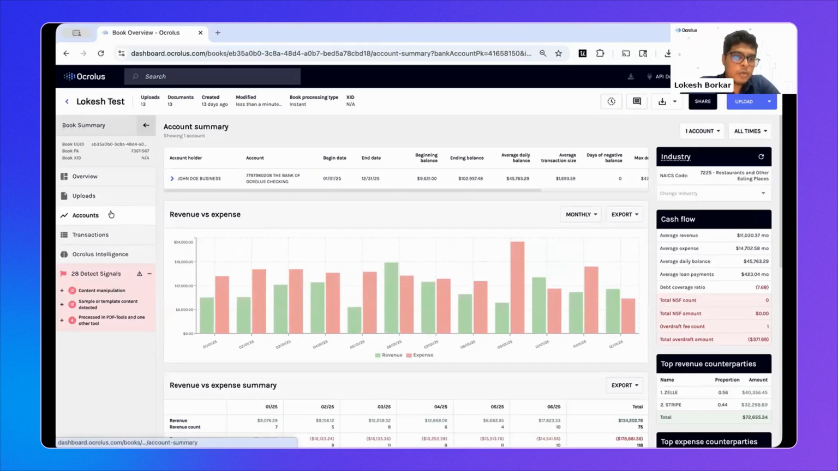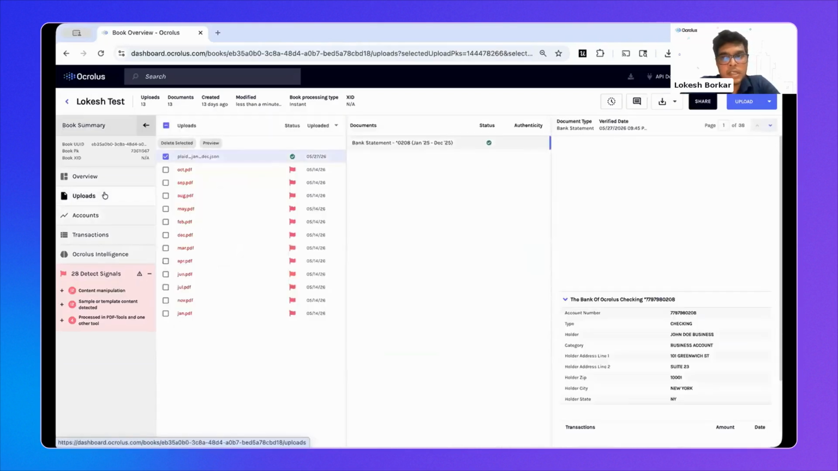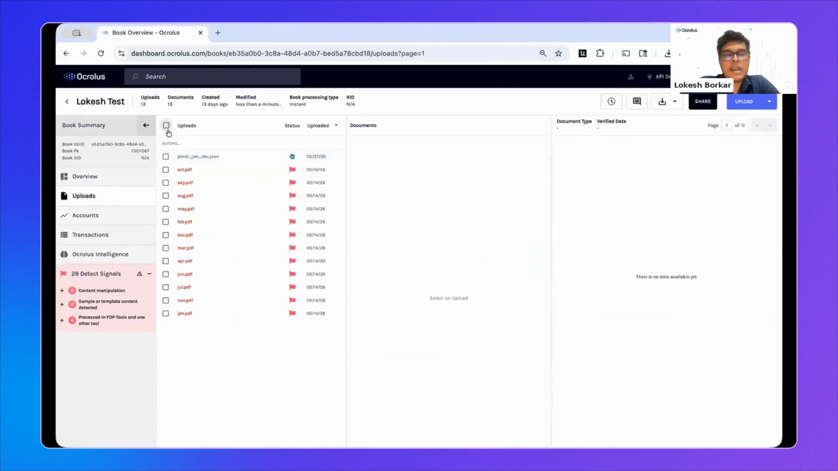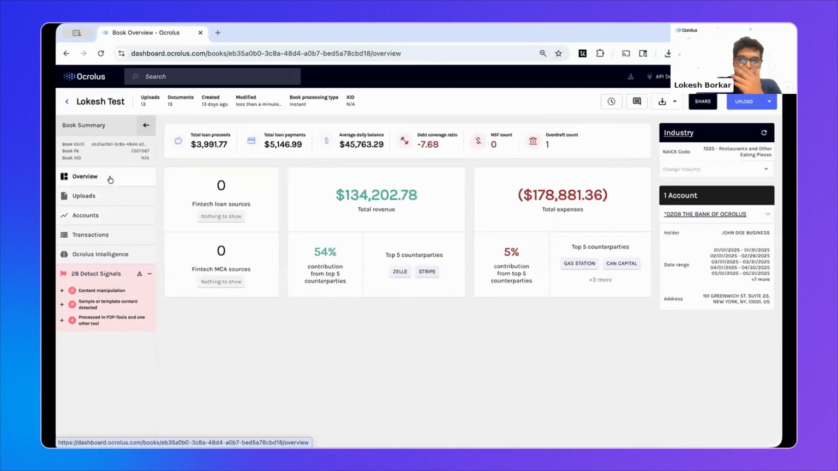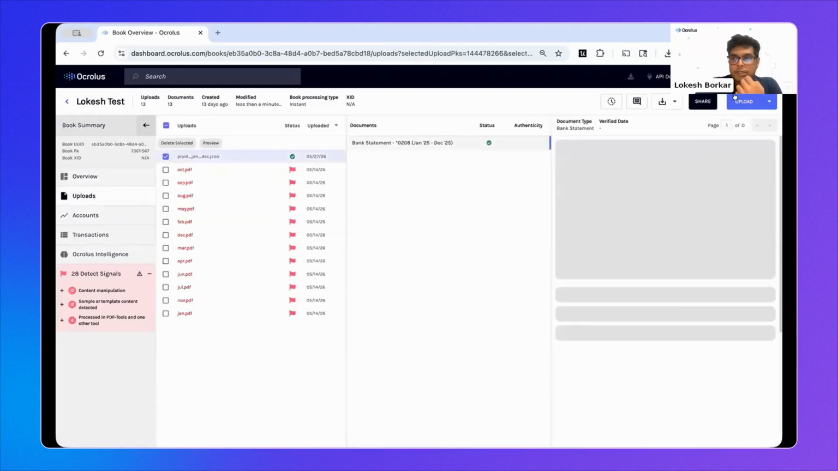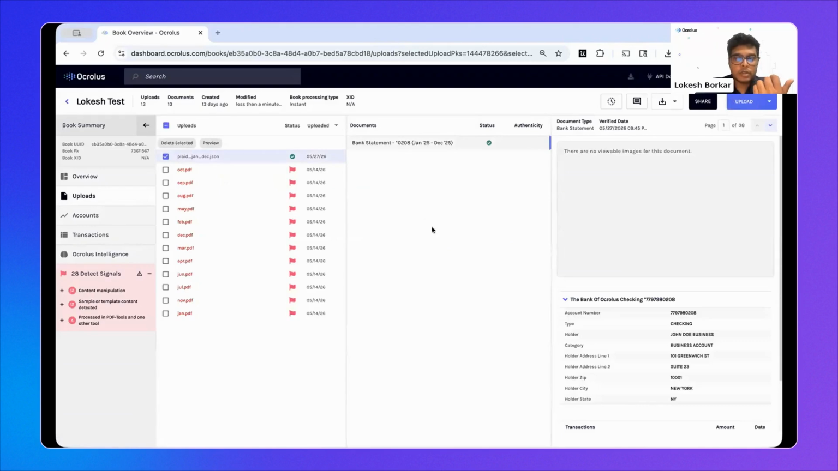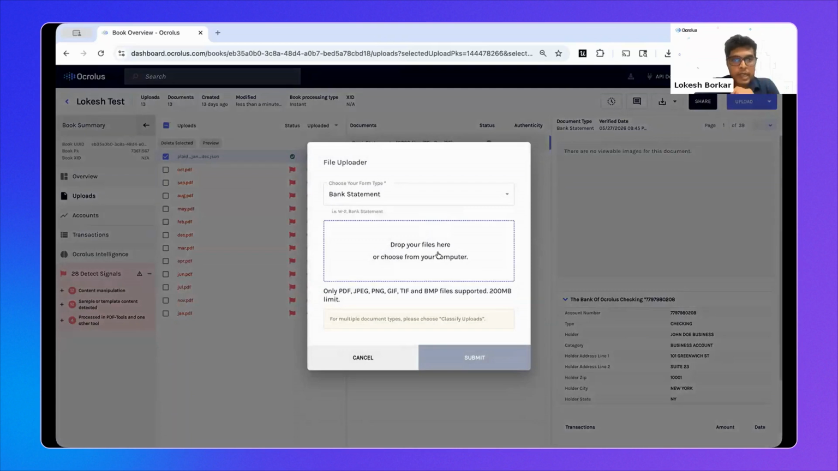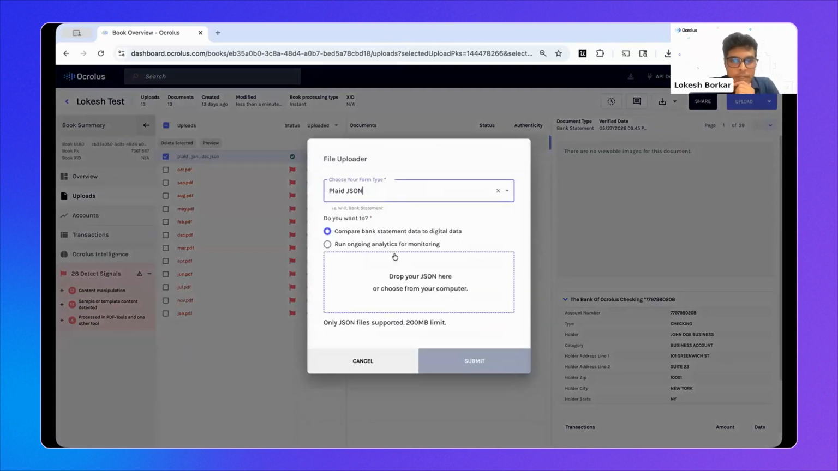And now I sit in the month of January, on 19th of Jan, and I want to look into this business's data in terms of how the financials or performance of this business has moved. I can see that there was just one overdraft count, zero NSF counts, total loan proceeds were just $4,000. I'm going to upload a JSON from Plaid for the date of 19th of Jan. So let me just do that.